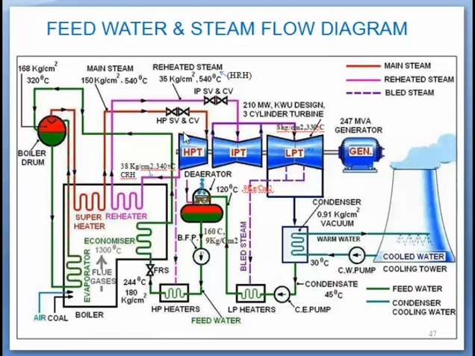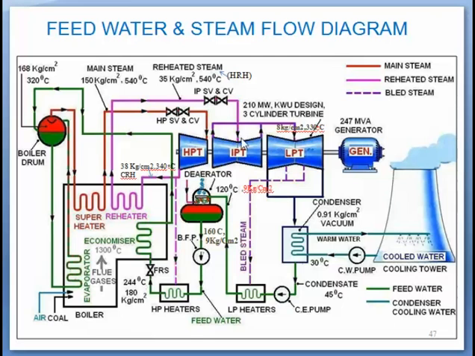That steam after expansion, at 38 kg per centimeter square and 340 degrees centigrade, is known as cold reheat. It passes through the reheater, and in the reheating process its temperature is again raised to the temperature of the main steam, that is 540 degrees centigrade, and due to some friction losses the pressure becomes 35 kg per centimeter square at the inlet of the IP turbine, and this steam goes through the stop valve and control valve of the IP turbine.